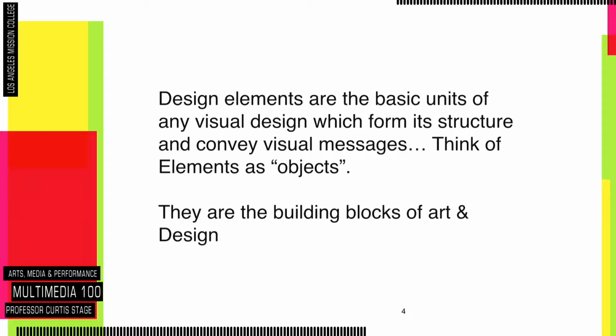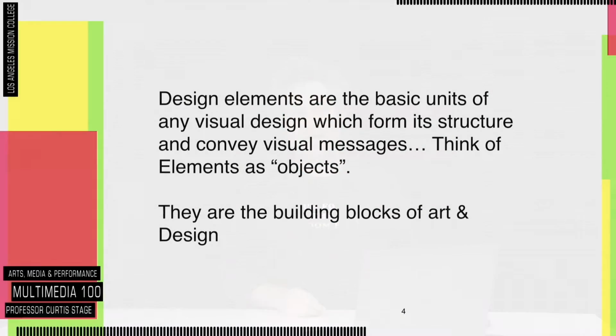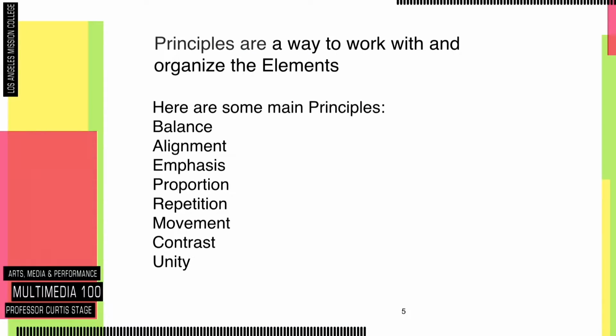Design elements are the basic units of any visual design, which form its structure and convey visual messages. So I want you to think of the elements as the building blocks of design. Now the principles are what we apply to those elements. Think of them as the actions. This is what we're going to talk about next. They're also a way to work with and organize the elements. Here are some of the basic main principles. Now, you heard Rand talking about a few of them. We're going to talk about more, but here are the ones we're going to cover.